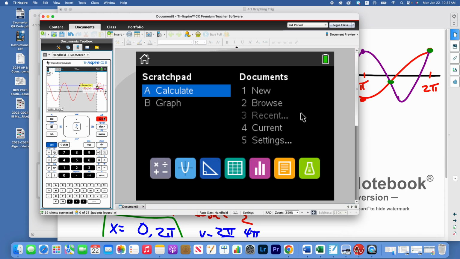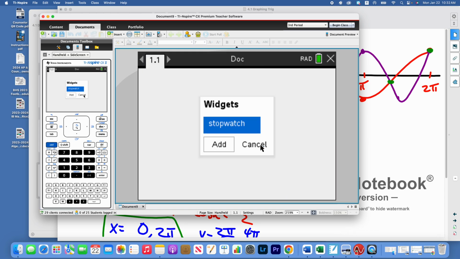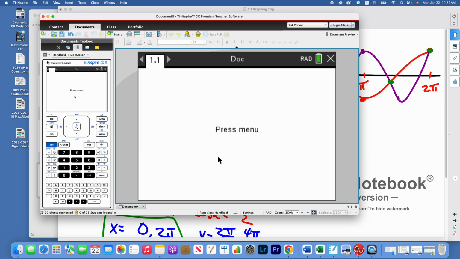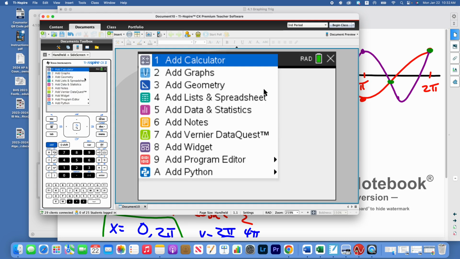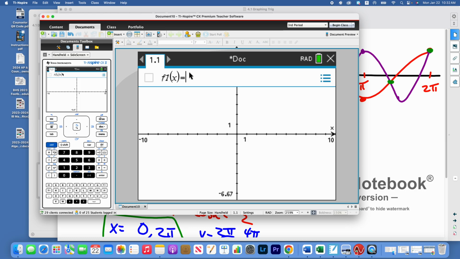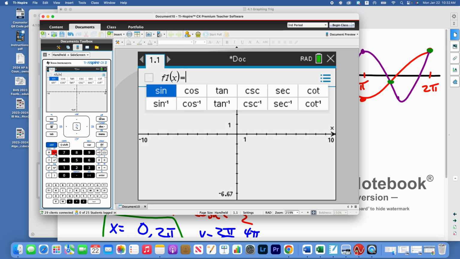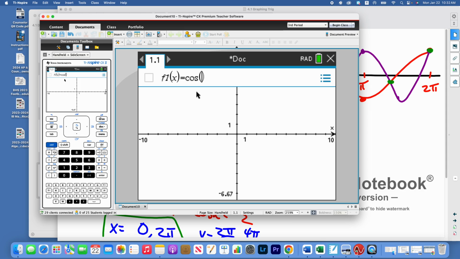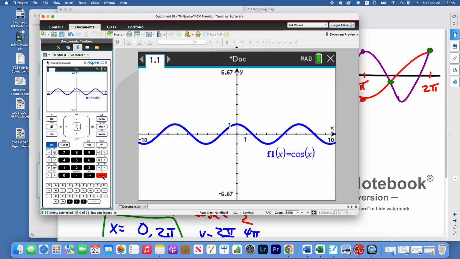So I'm going to go on and start fresh. I'm going to go new. No, I don't want to save that. I'm going to go new, and I'm going to add a graph. So the graph that I'm going to add, I'm going to go trig, I'm going to go cosine, I'm going to go x. So all I did was go graph, right below the control, I went trig, I picked cosine, and I put x. So there's my parent function. Okay? So there's my cosine graph.